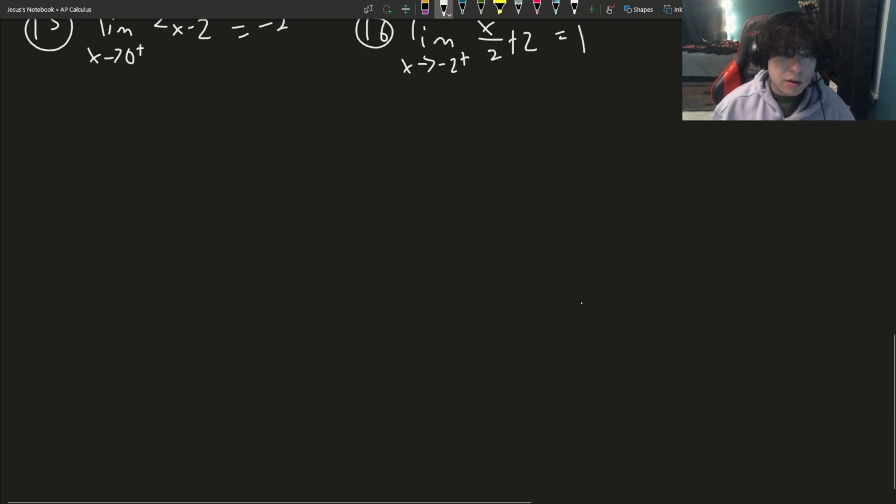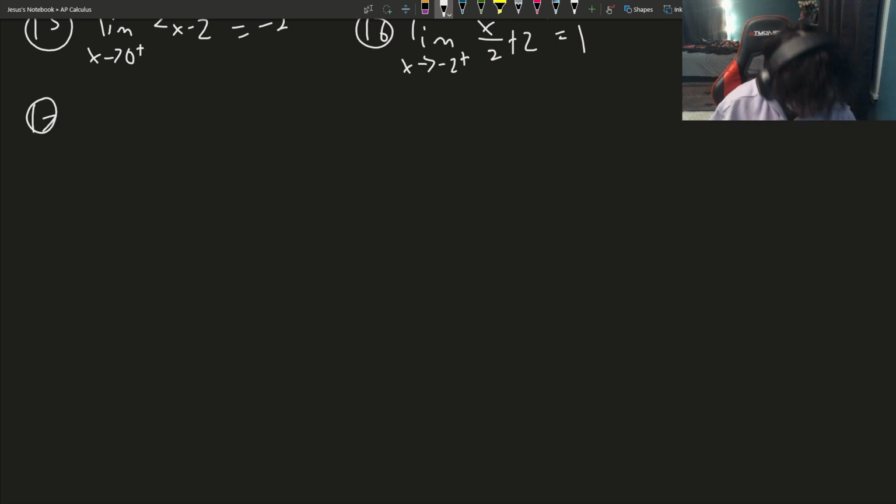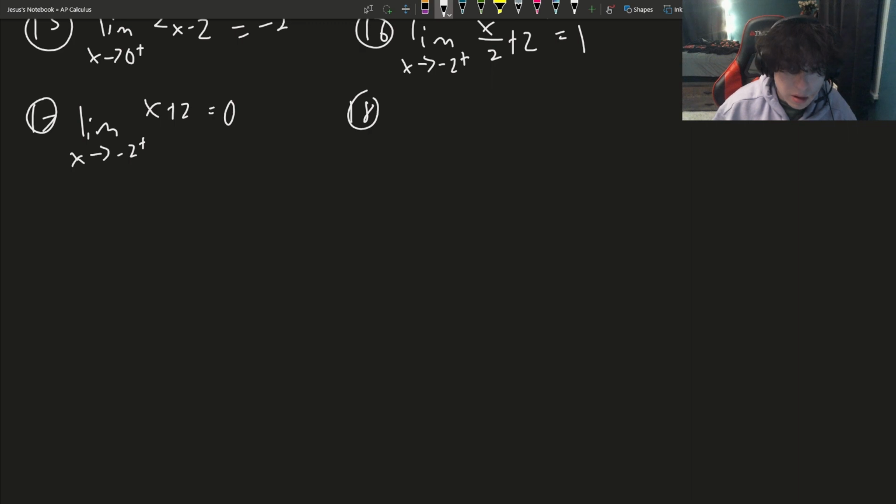Scroll down. We get a little bit faster with these. Number 17, the limit as x approaches -2 from the right of x plus 2. You just plug it in. You just get 0. 18, you get the limit as x approaches 2 from the right of x plus 1. You just plug it in. 2 plus 1 is equal to 3.